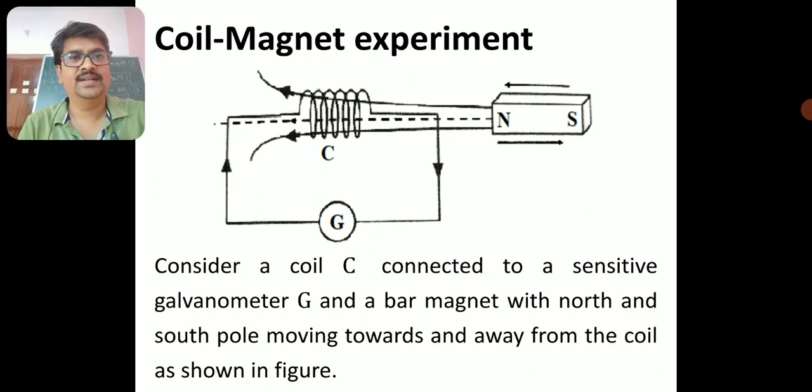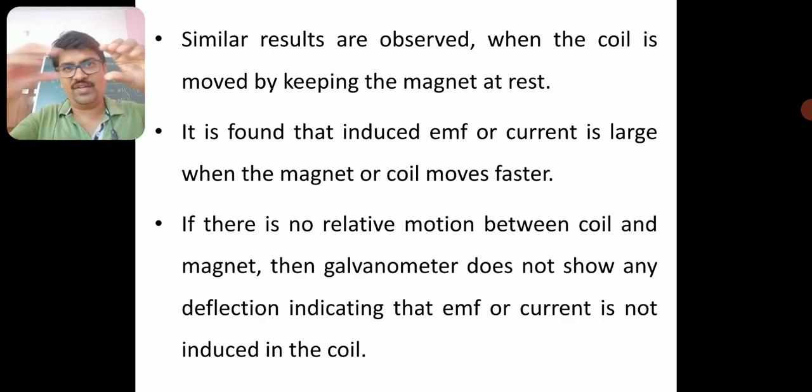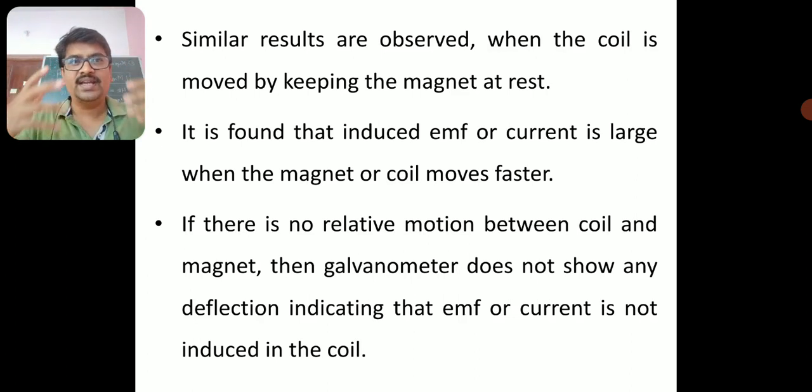Another observation is that the induced EMF and the current are large when the magnet or coil move faster. If I move the magnet or the coil, anything you move, if you move it faster, you can see a large current induced in the coil. So the current depends on how fast you are moving the magnet or the coil.